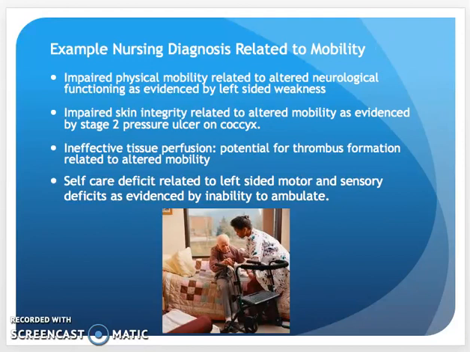Then you want to implement a plan of nursing interventions. This would include range of motion, physical therapy, consults, all sorts of interventions that you can do as a nurse. And then finally, you can evaluate the effectiveness, and we do that process as needed.